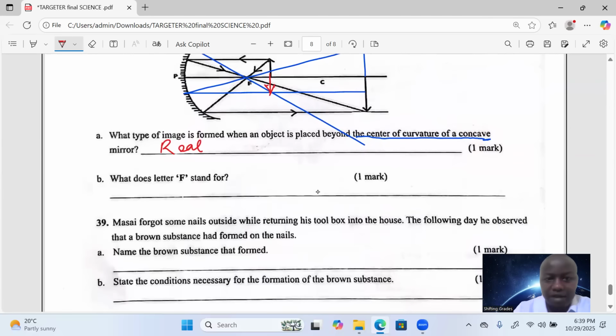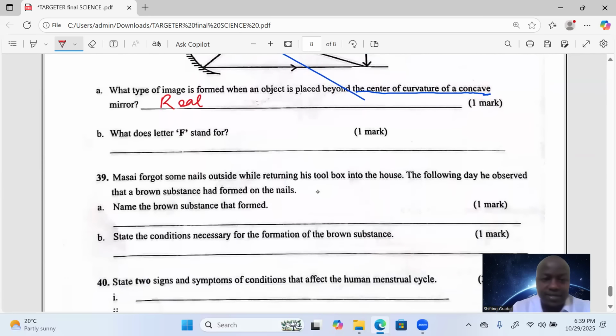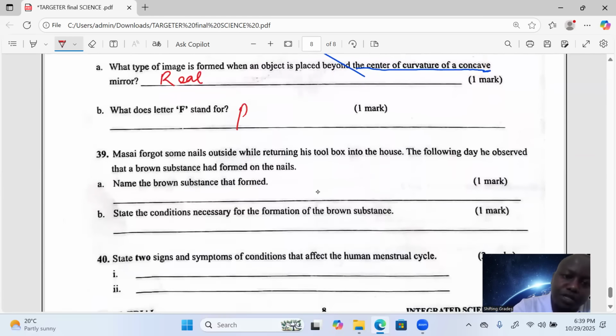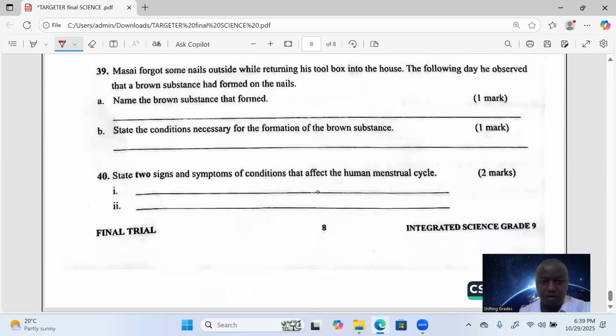What does F stand for? Capital F, when dealing with mirrors and thin lenses, is for principal focus, or the focal point.